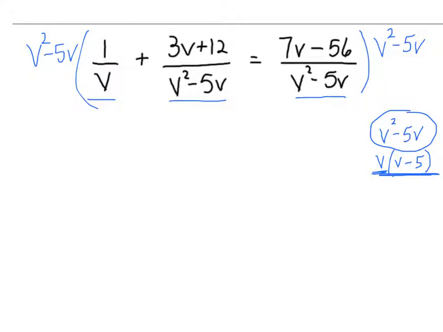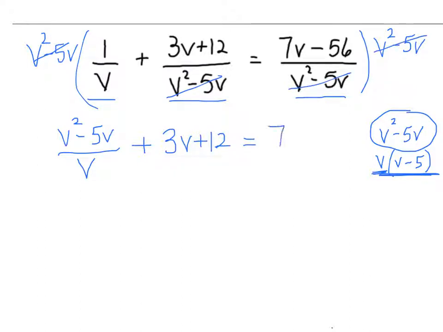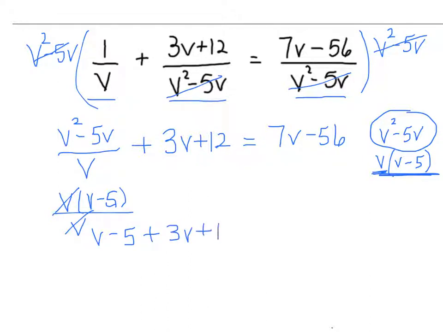So as I multiply this one, I have v squared minus 5v over v plus, and if you'll notice, this and this will cancel. So I'm just going to go ahead and do that, plus 12. Equals, and the same deal happens here, and so I have 7v minus 56. Now I need to reduce this, so I have v times v minus 5 over v. Can you see that the v's will cancel? And so I have v minus 5 plus 3v plus 12 equals 7v minus 56.